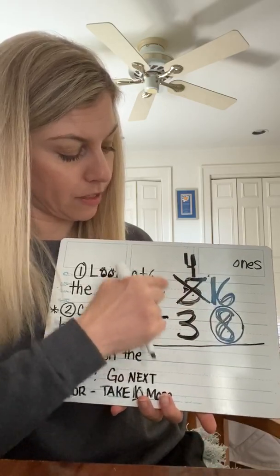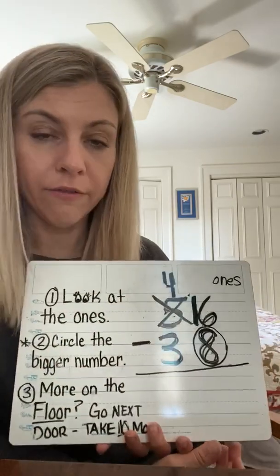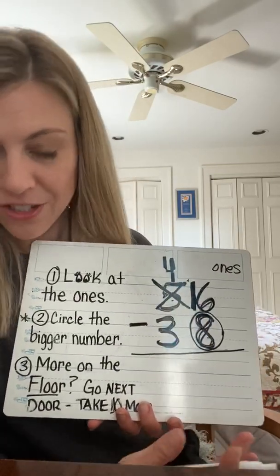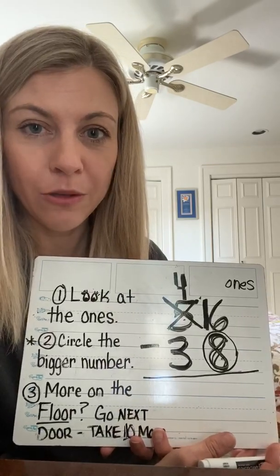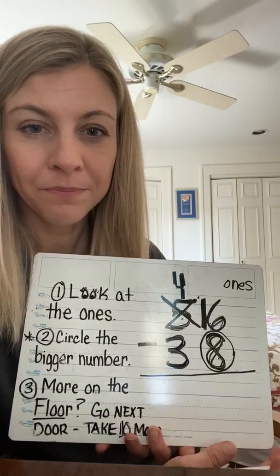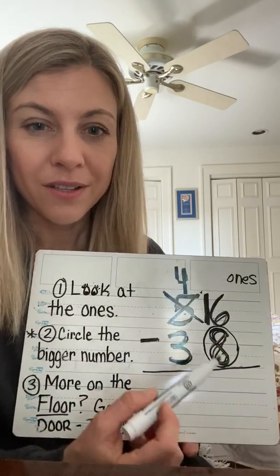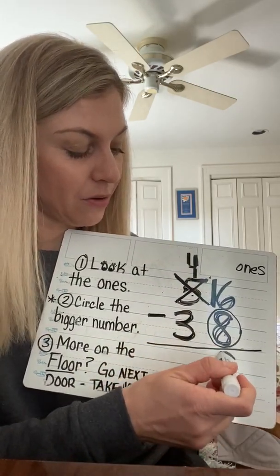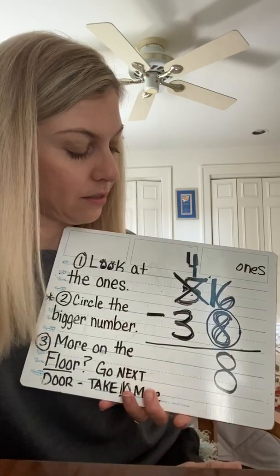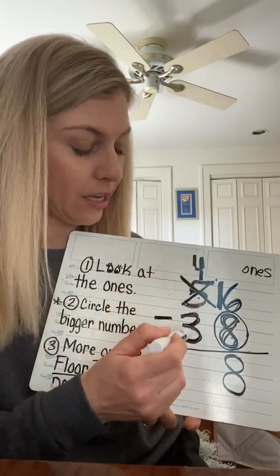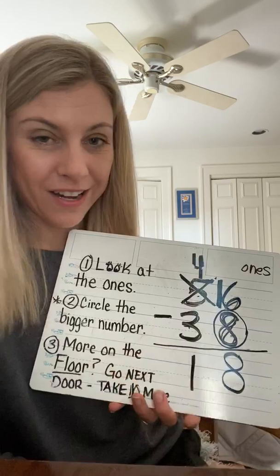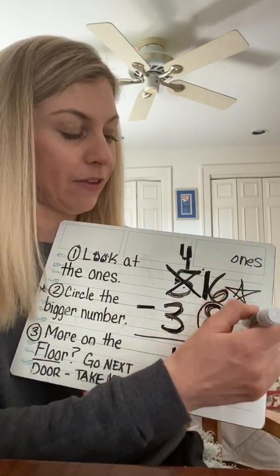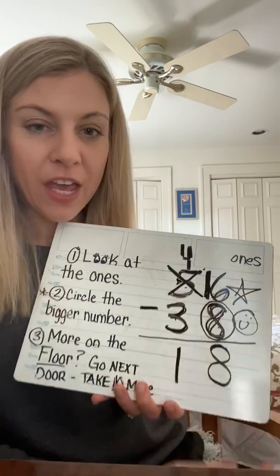So now I can solve this problem. I'm going to let you solve this, and then let's see if you get the right answer. Just hit pause until you're done, and then we'll go over it real quick. Okay, so 16 minus 8 is 8. 4 take away 3 is 1. You should have gotten 18 as your answer. If you did, give yourselves a star or a happy face.